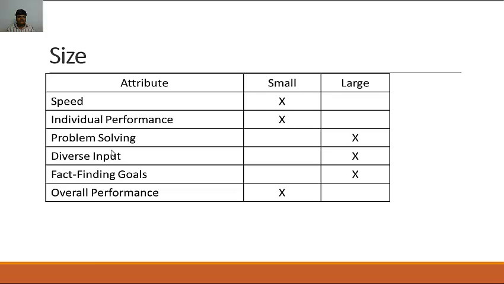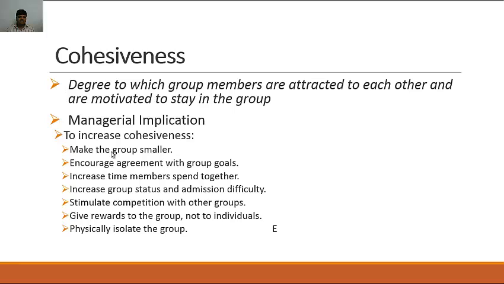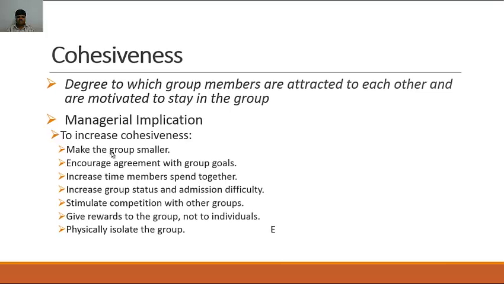How group size affects group behavior is shown in the table. For example, speed is fastest in the large group, and so on. Now, cohesiveness: the degree to which group members are attracted to each other and are motivated to stay in the group. Managerial implication: to increase cohesiveness, make the group smaller, and so on.